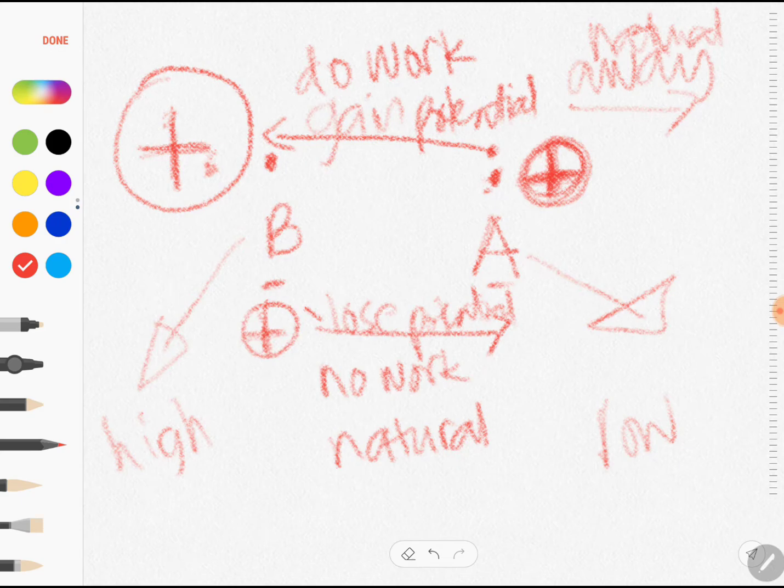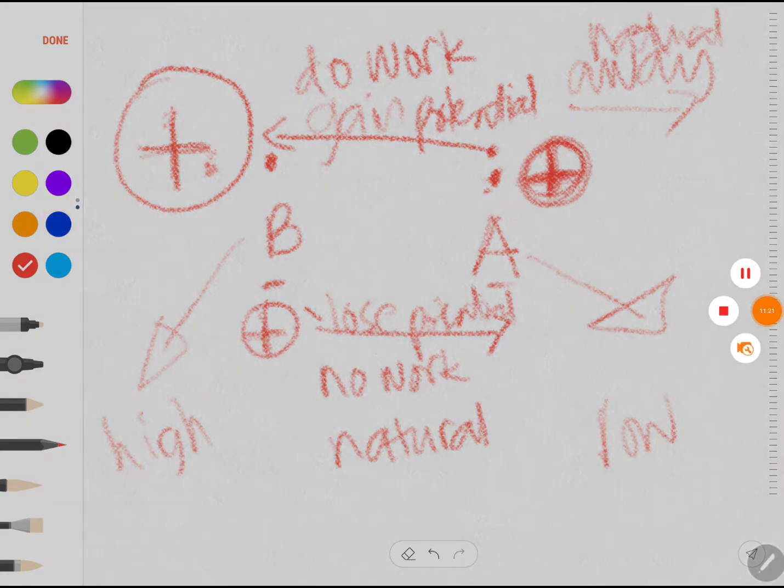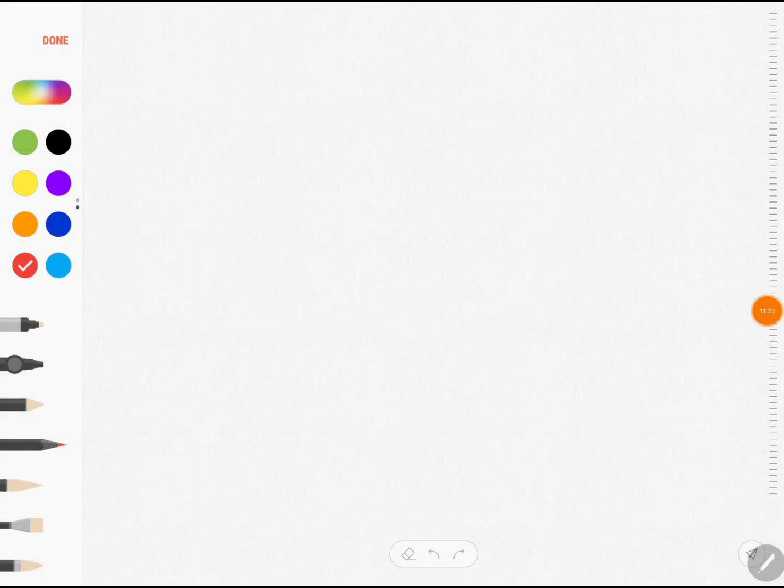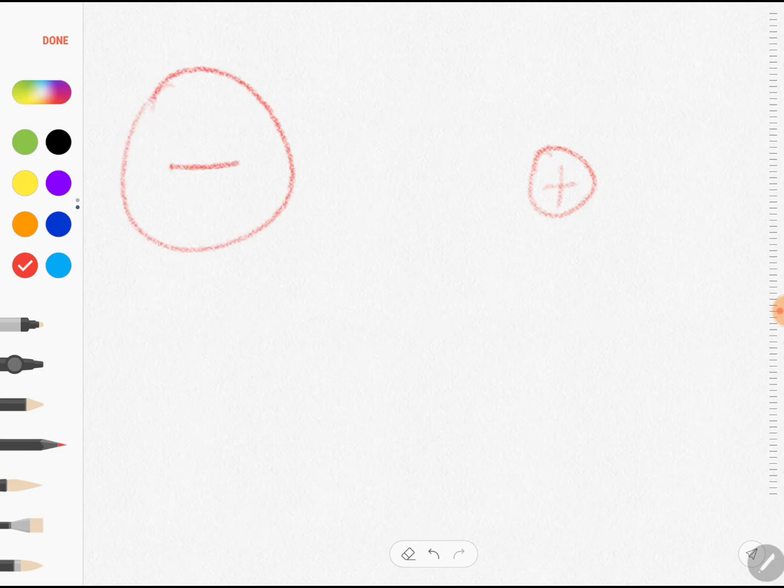Okay, so let's have a different situation, but we still have a positive test charge. What if we have a negative charge here? This positive test charge will be affected by this charge such that they will be attracted to each other. So the natural way for this positive charge to move is this way.